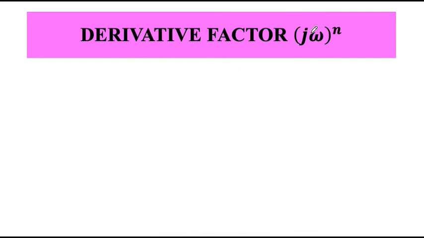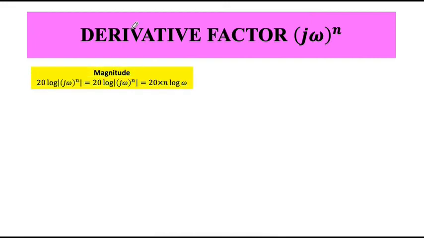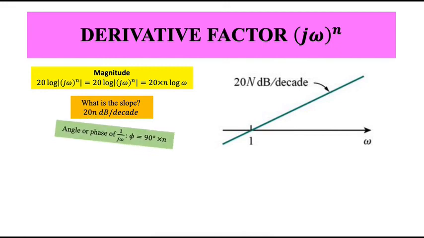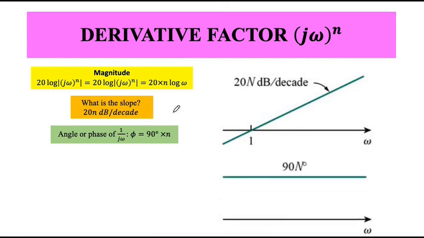Okay, now we will see the same thing for the derivative factor. If I am having n number of zeros at origin, again what will be the magnitude? The magnitude is plus 20 into n log omega. Then my graph will look like this, where my slope is plus 20 n dB per decade. If it's two zeros at origin, it will be 40 dB per decade, meaning it's an increasing slope. Okay, and my angle is plus 90 into n degrees, so the graph for it is like this.